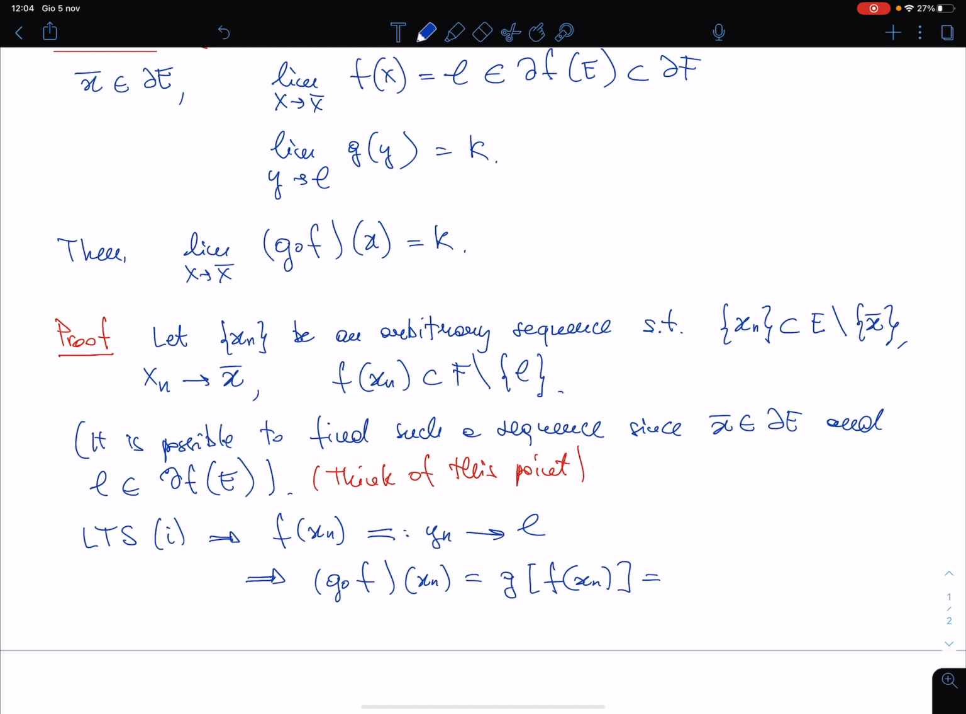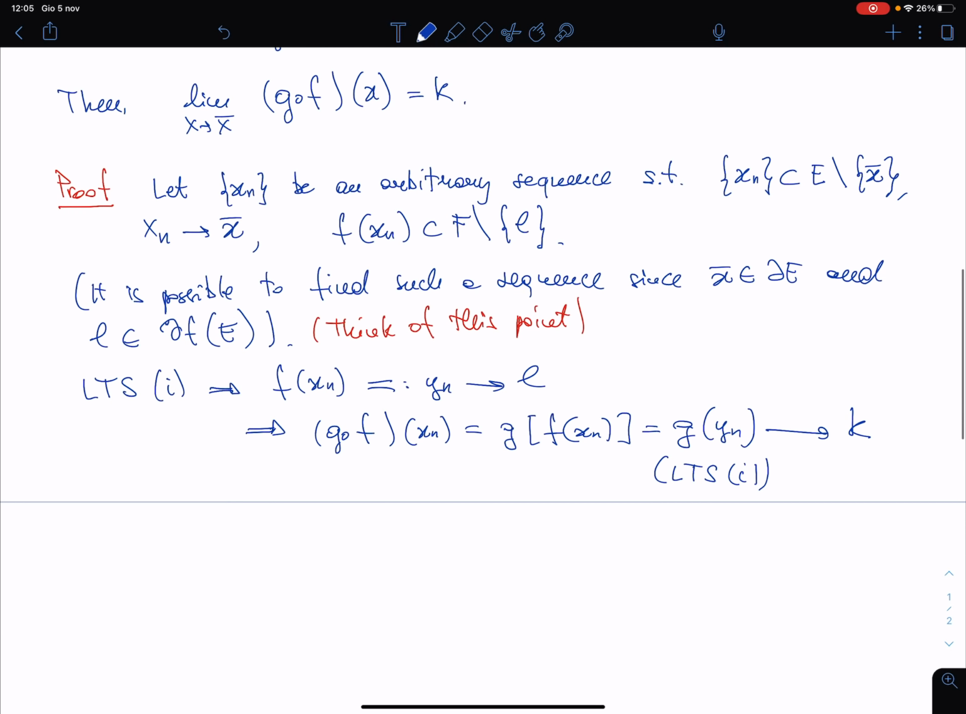This is G of yn. But we know that G of y goes to k as y goes to L, and here yn goes to L. Moreover, yn is in f minus L. So again, we apply the theorem of limit through sequences, again the first part, and so we have k.